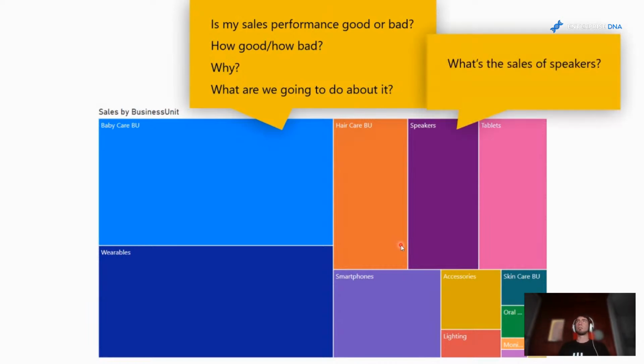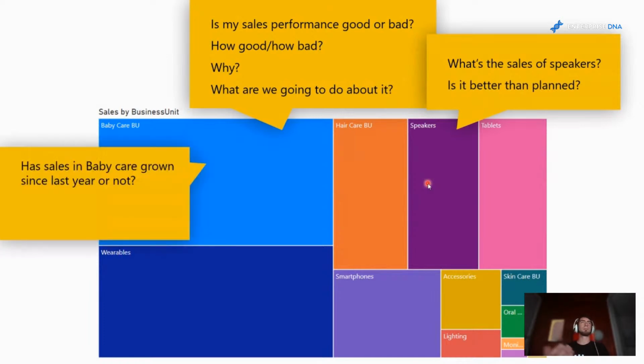The next question that we may need to answer is, what are the sales of speakers, right? Do we get information from such a chart? We do not know. We see it in comparison to other categories here, but apart from just a rough estimation, we cannot understand what is going on. Is it, of course, better than planned or worse than planned? Again, we do not get this information.